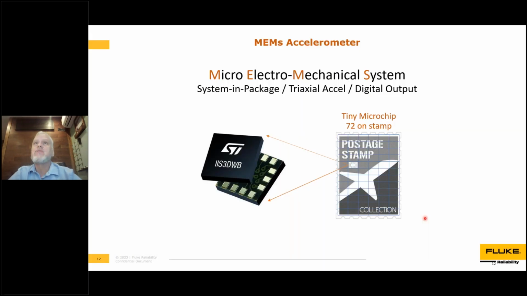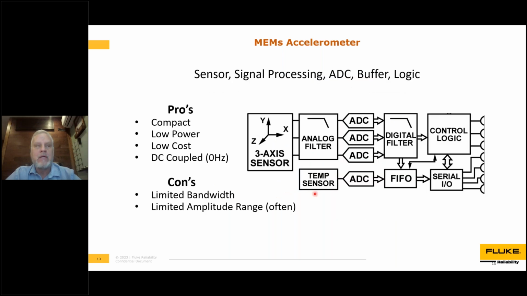So what is a MEMS accelerometer? That's what this whole discussion has been about. MEMS stands for micro electromechanical system. It's a system in a package, meaning it's not an analog device. Everything is contained within this single chip, single triaxial, with a digital output. I've given an example here that basically 72 of these things would fit on a stamp. They're very small, and they're highly efficient in that way.